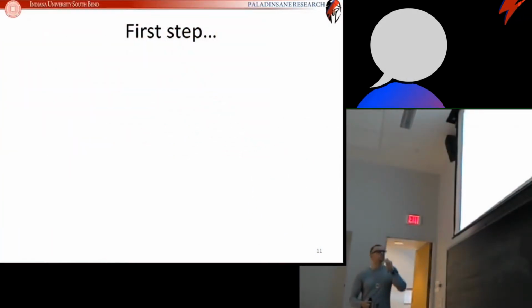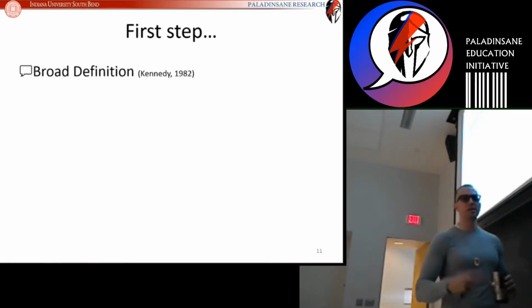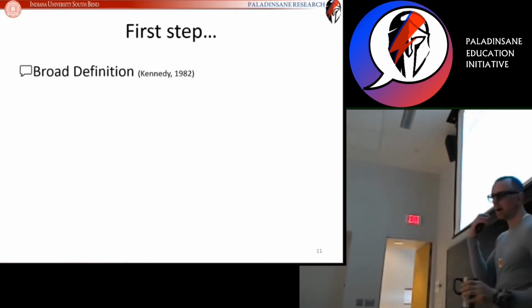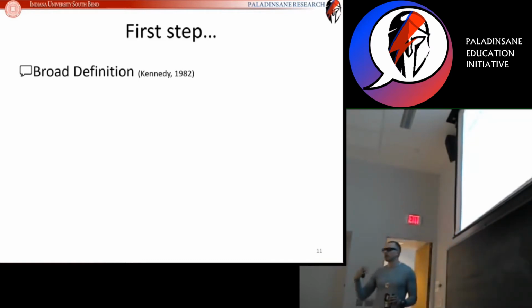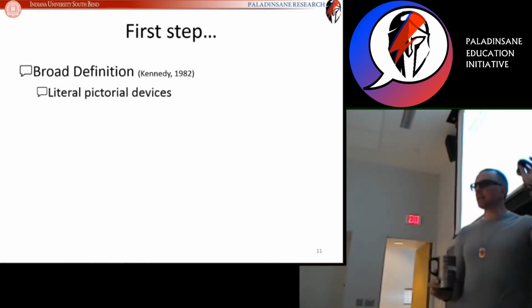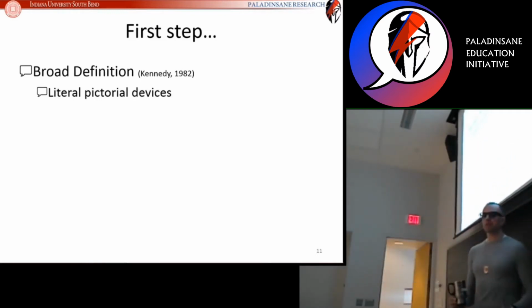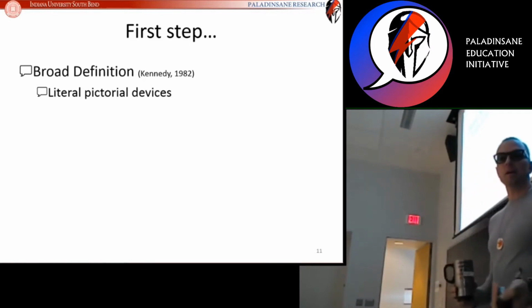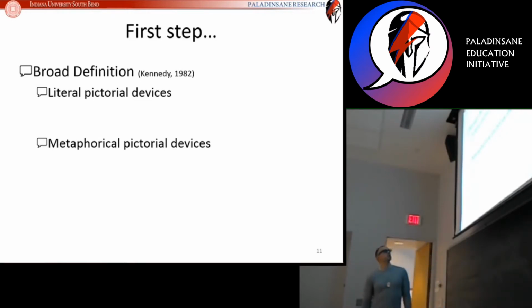So we'll start off with our first step. And the first step is that we need a definition of pictorial devices, and we're going to need a definition for metaphoric and literal devices. So literal pictorial devices, and this comes from Kennedy, who was my supervisor, and his supervisor was Gibson. So most of this is going to be very ecological psychology based. So we need a literal pictorial device definition. We need a metaphorical pictorial device definition.